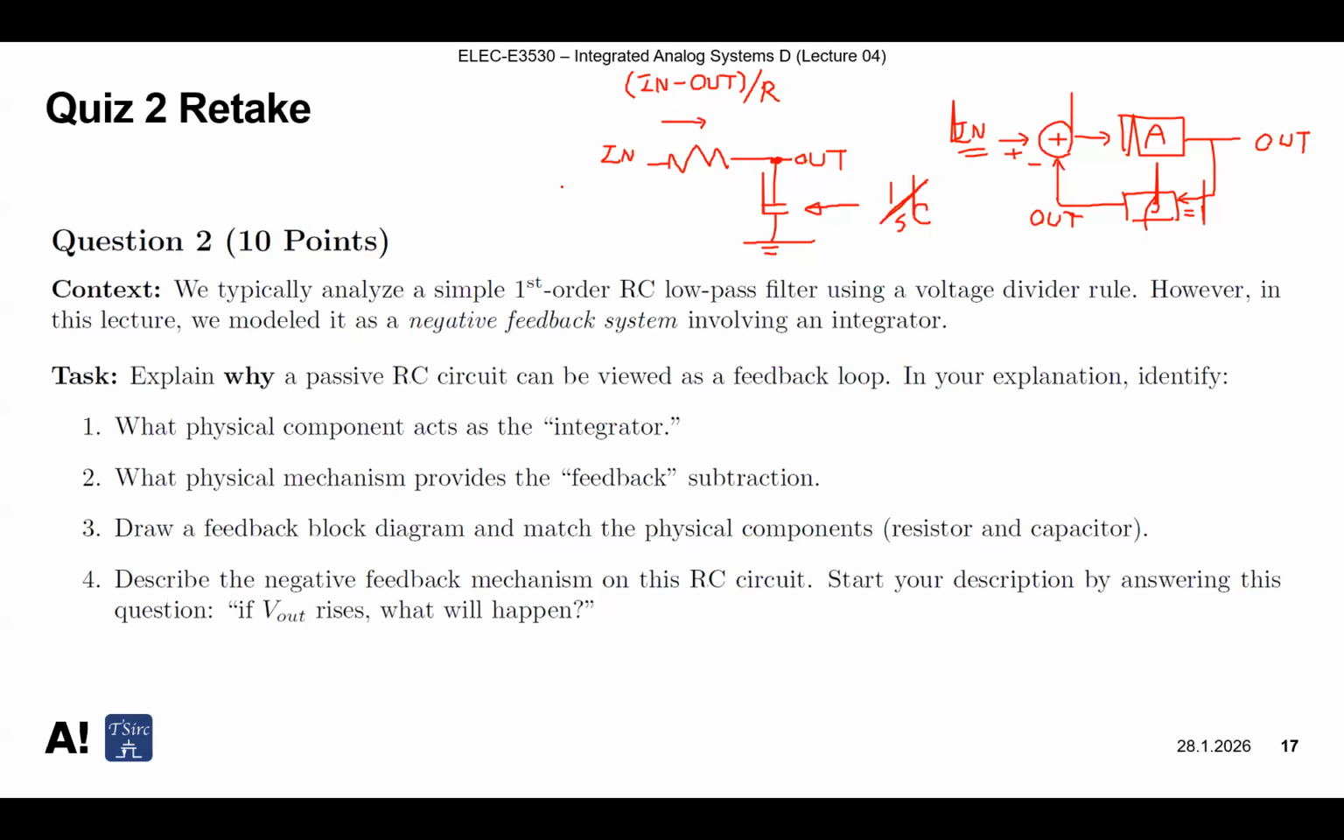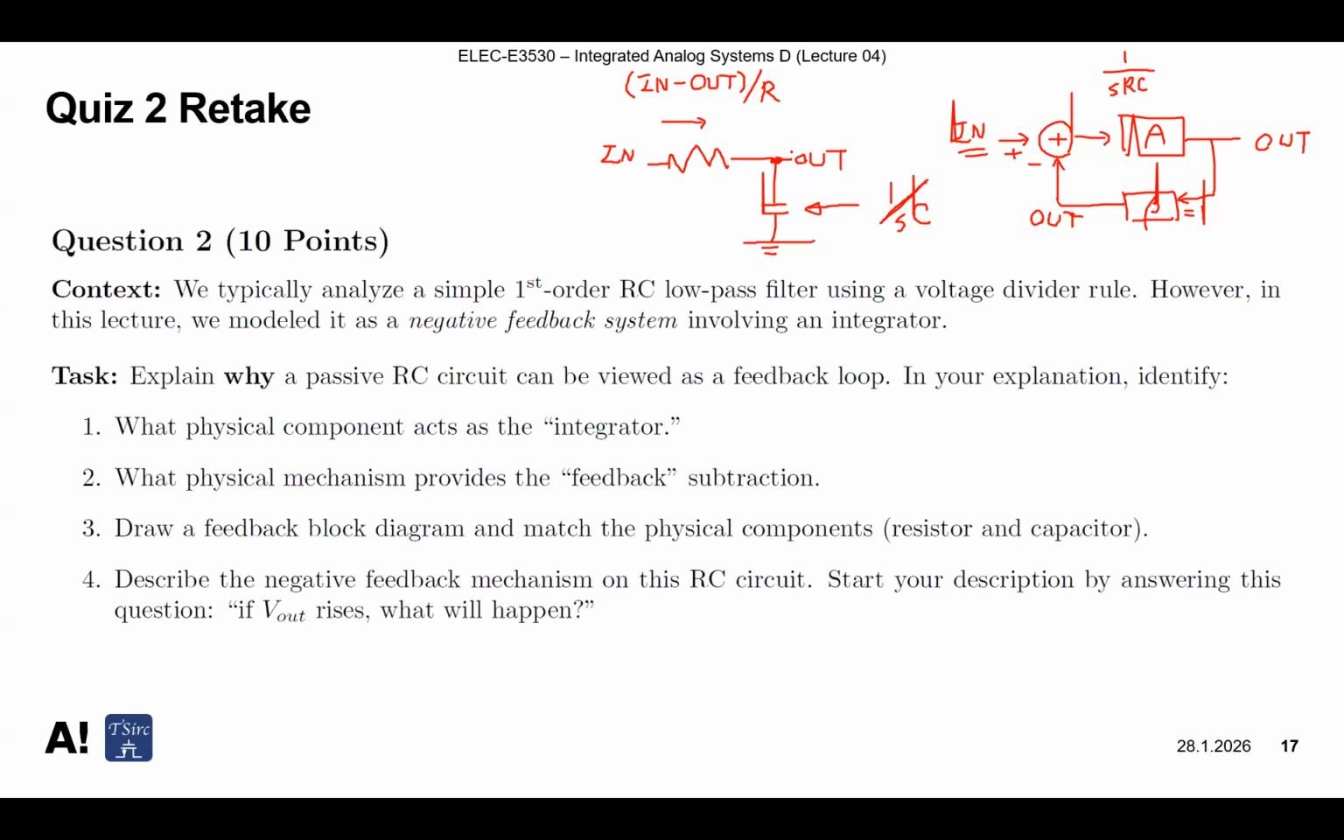And draw the feedback diagram and match the physical components, resistor and capacitor. We can also draw this feedback diagram. And now A equals what? 1 over SRC. The A block, and the beta block equals 1. And describe the negative feedback mechanism of this RC circuit. Start your description by answering this question: if Vout rises, what will happen?